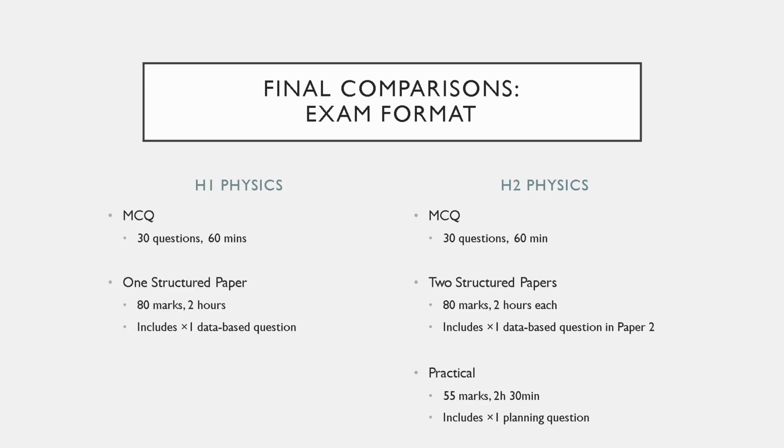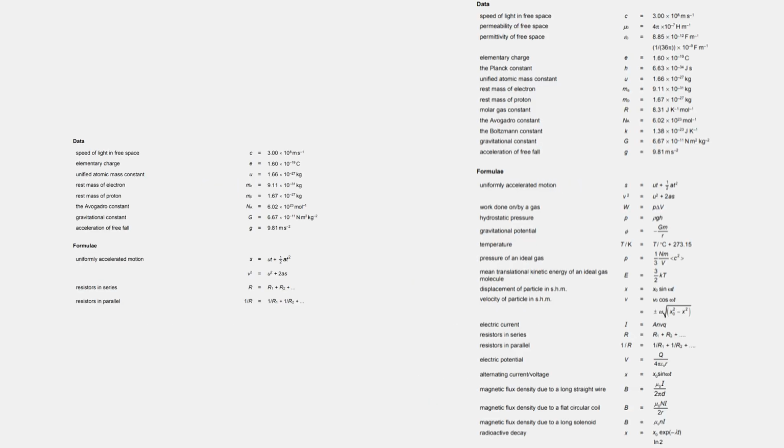Now comparing between H1 and H2 physics, the H1 examination lacks a practical paper and only contains a single structured paper. This is consistent with the other science subjects as well. In addition, compared to the data and formulae sheet provided for H2 physics papers, the data and formulae provided for H1 physics papers are far less extensive. Here is a side-by-side comparison. As one might expect, this implies that there will be a lot more memorization required for H1 physics compared to H2.